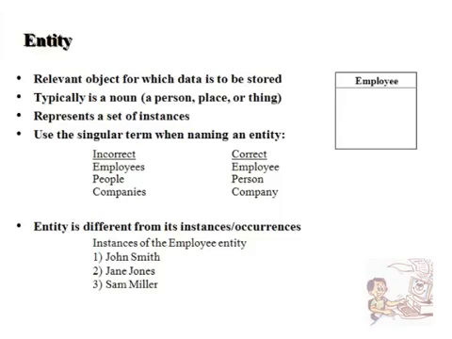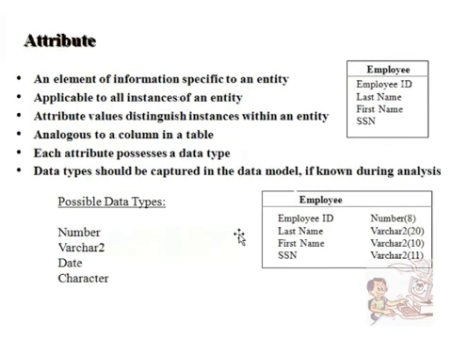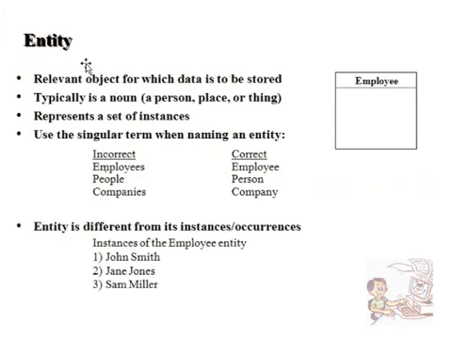Next we will see what an attribute is. An attribute is nothing but an element of your entity. If you convert this into a physical model, we will see how it converts, but in a physical model, an entity is nothing but your table. I'm just trying to correlate it with what a table is. So your entity becomes a table, and your attribute is a column in the table. So your attribute is nothing but an element of information specific to an entity.